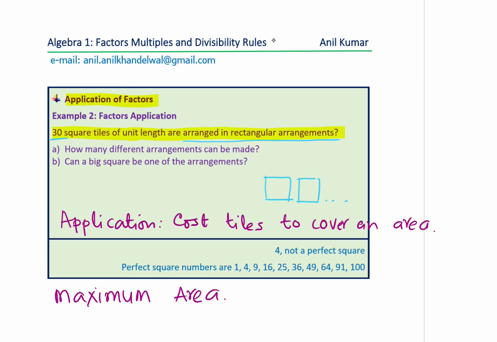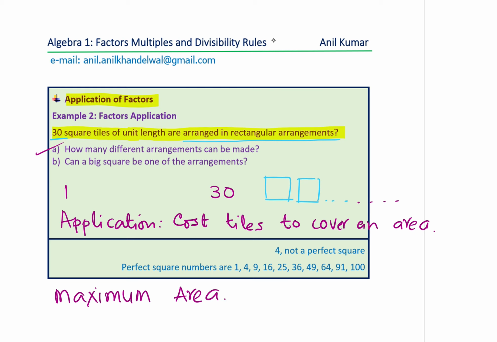Perfect. But let's figure out here how many different arrangements are possible. Now, how do we figure this out? We're looking for that rainbow, right? And in this case, the number is 30. So 1 times 30 will give us one arrangement. That means we have everything aligned in one row. So that is 1 times 30. Perfect.